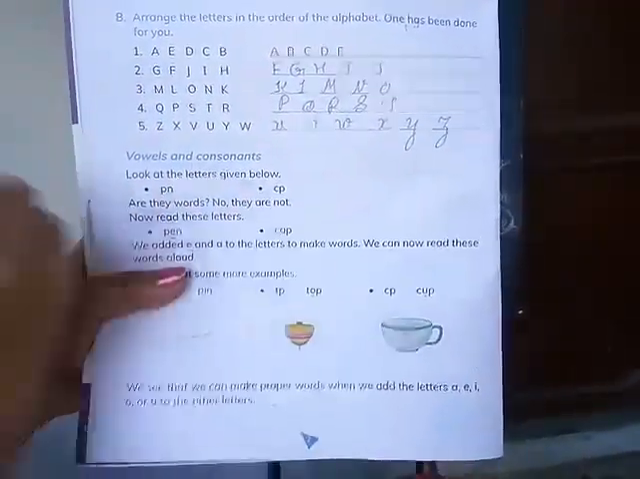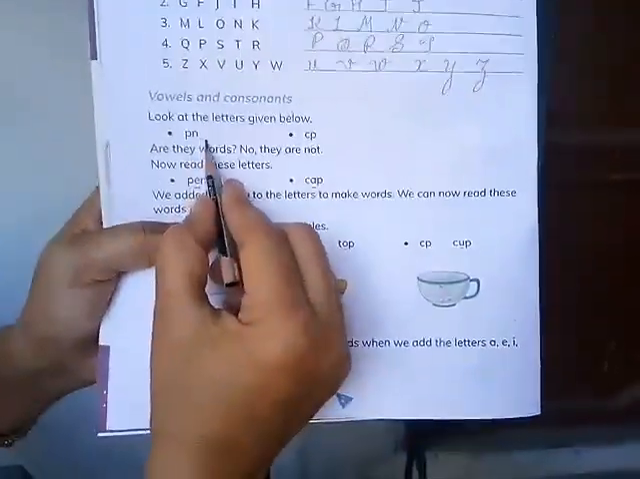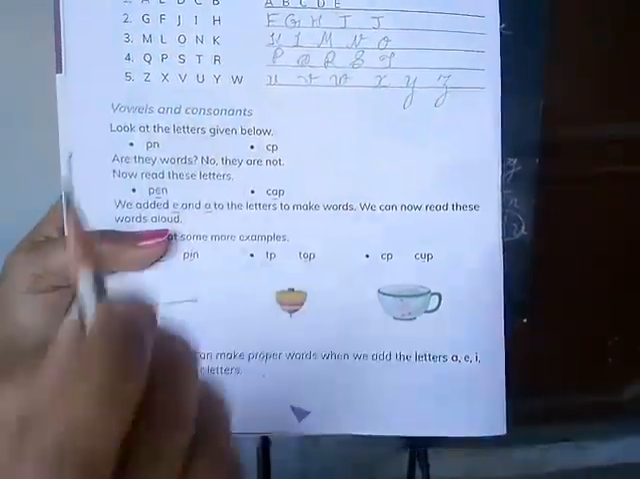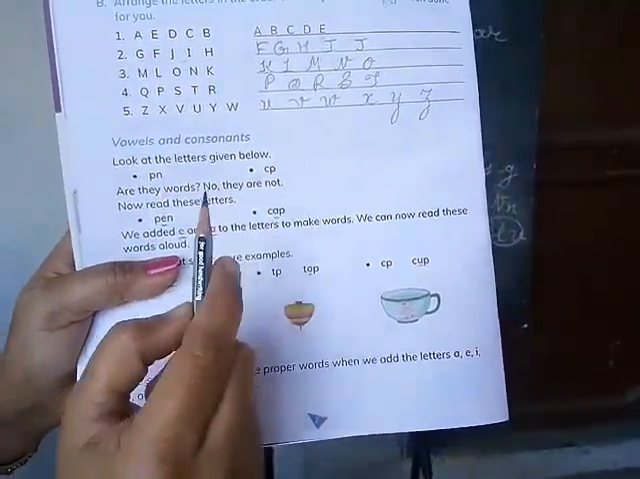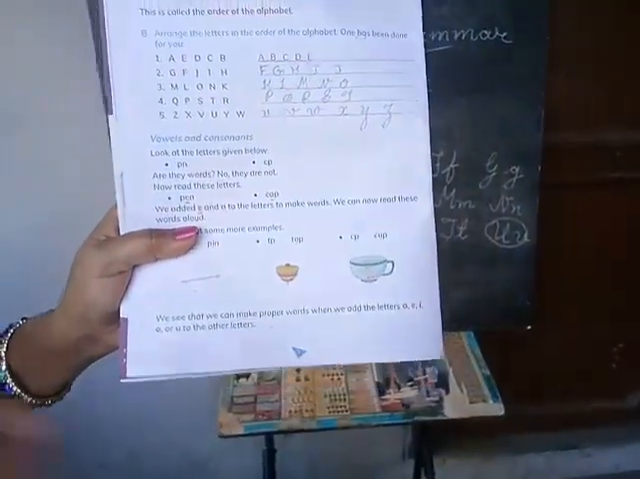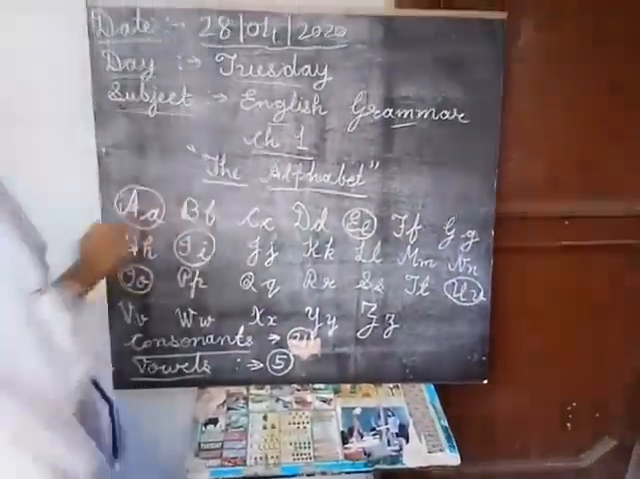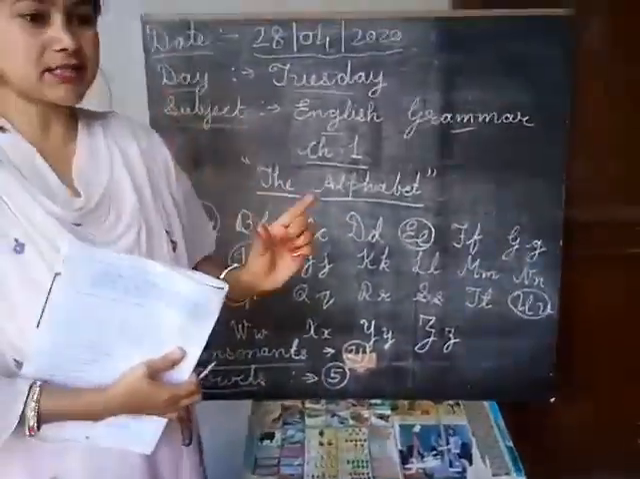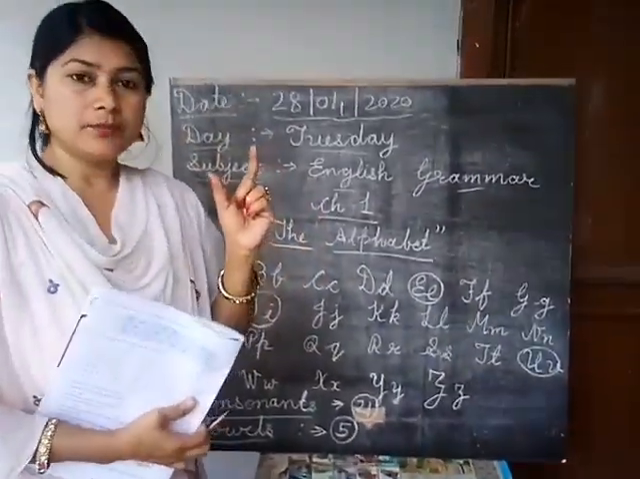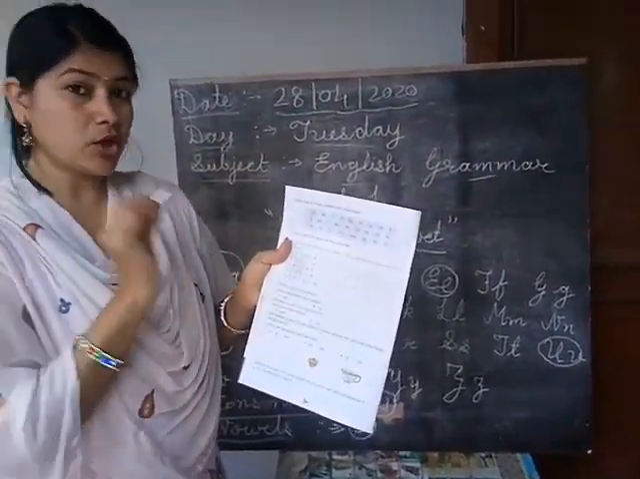Now vowels and consonants, the same as I have explained to you here. It is given here: P, N and C, P are there. Two letters have been given over here, but they have no meaning, because without vowels, words do not have any meaning. So if we want to make sensible, proper words, we must add a vowel to the consonants.